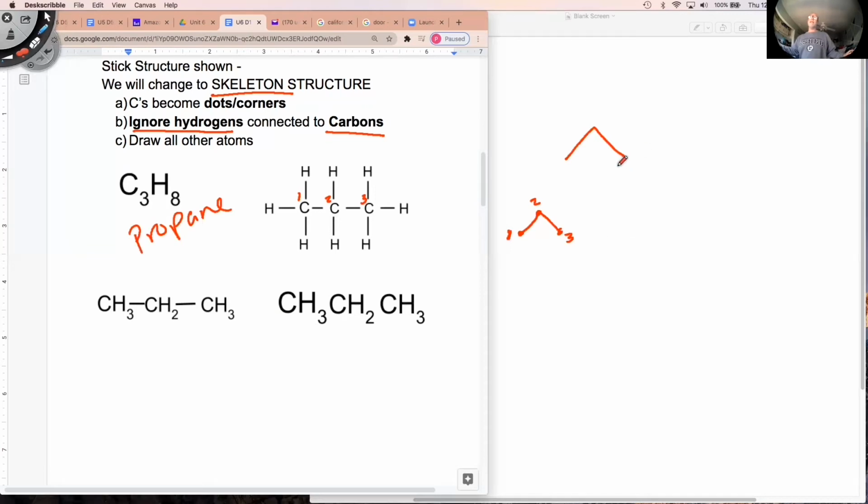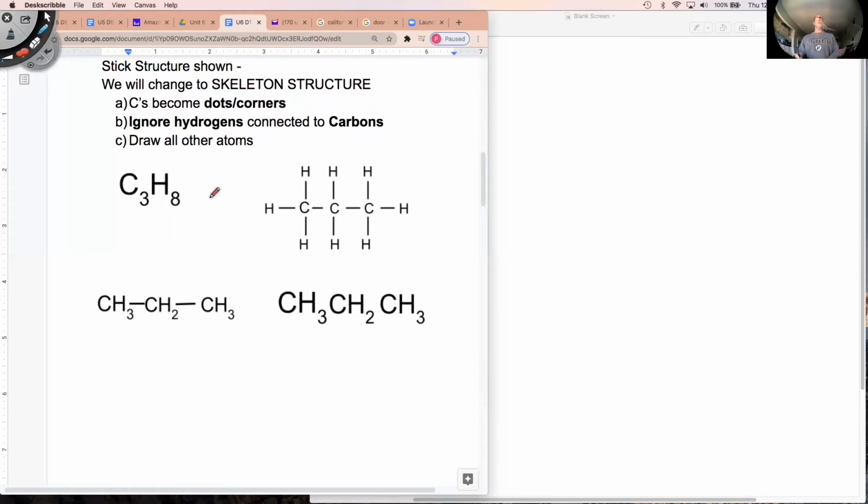Yes, there's still hydrogens on there, but we don't draw them. This is an easy way to draw out formulas. You can just say, 3 carbons, we're done. Okay, this is what you're going to be doing today on your activity. I'm going to take you through 2 more examples, and then you're on your own. It's very straightforward.